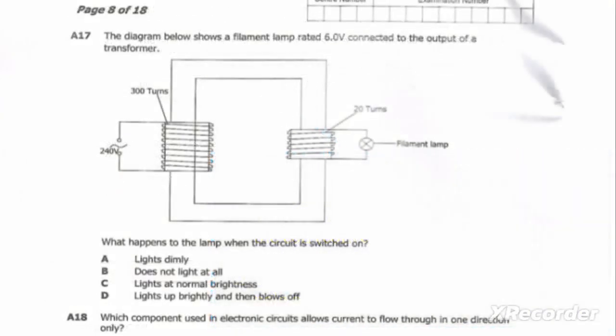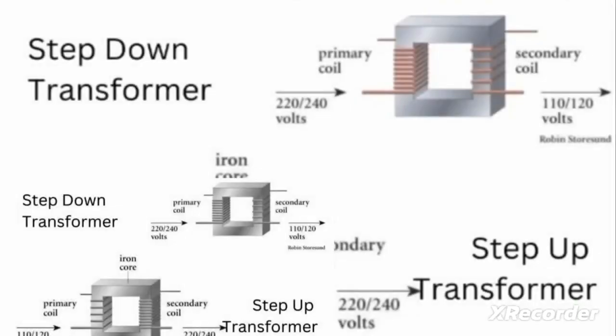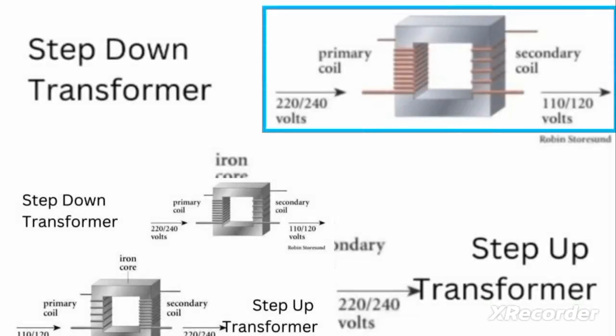Let us move to the next question, which is question A17. Question A17: the diagram below shows a filament lamp rated 6.0 volts connected to the output of a transformer. What happens to the lamp when the circuit is switched on? The first thing that we are going to do is to find the voltage. The transformer that has been given is a step down transformer.